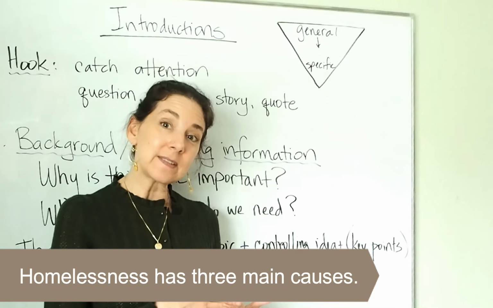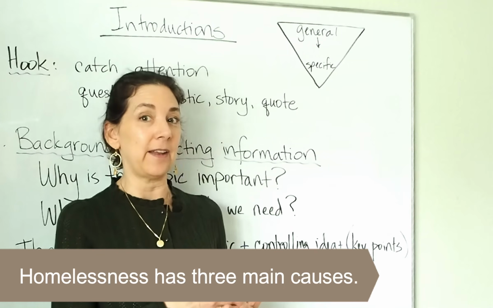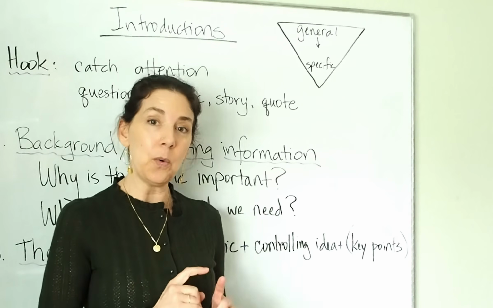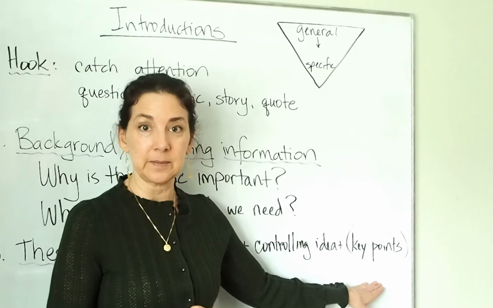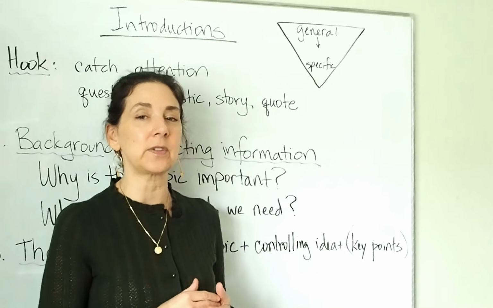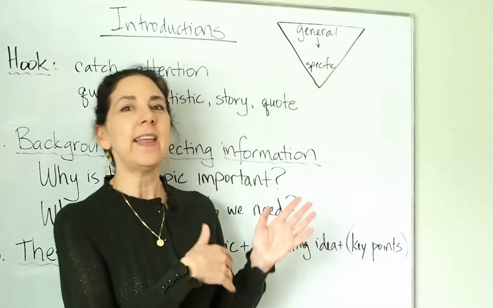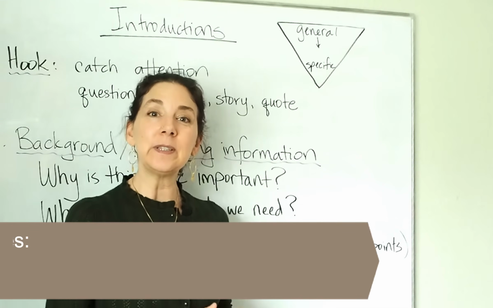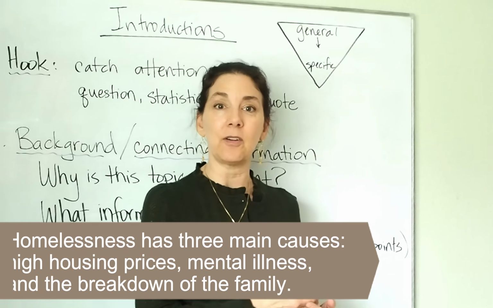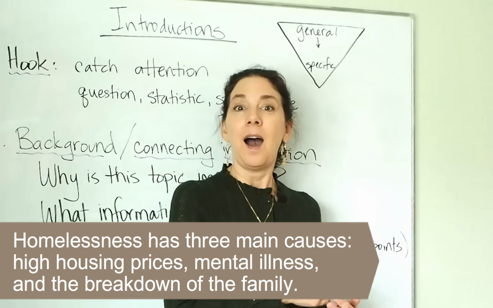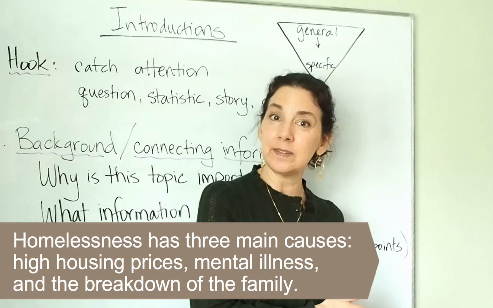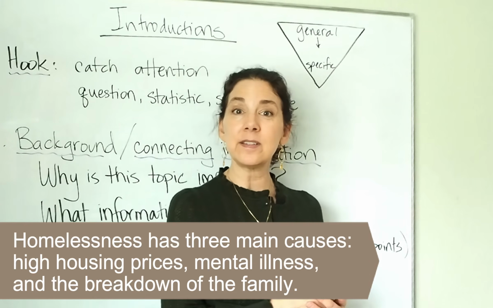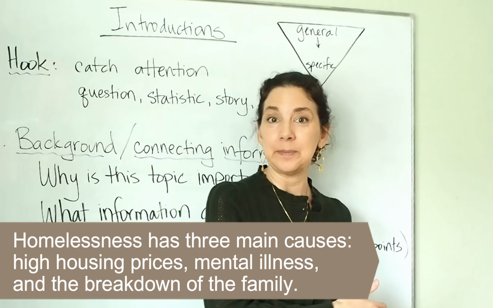Okay, then you can stop there, and the reader will then find out what those causes are when they read the essay. Or you can include the key points. So that means that we're going to show what those causes are in a short way, and then in the essay we will read more about them. For example, homelessness has 3 main causes: high housing prices, mental illness, and the breakdown of the family.